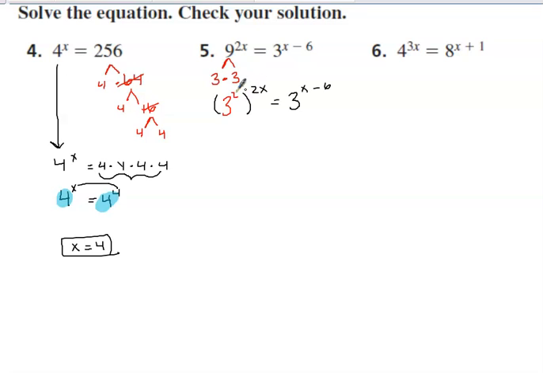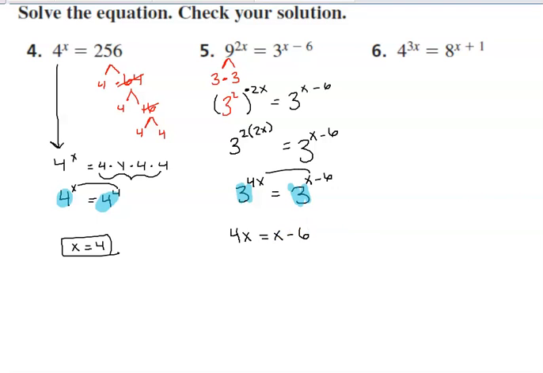To simplify, an exponent on an exponent means we multiply. So 3 to the power of 2 times 2x is equal to 3 to the power of x minus 6. 3 to the power of 4x equals 3 to the power of x minus 6. Now that the bases are the same, we go ahead and set our exponents equal. 4x has to equal x minus 6. Subtract our x from both sides. So 3x is equal to negative 6. And then we divide both sides by 3. So x is equal to negative 2.